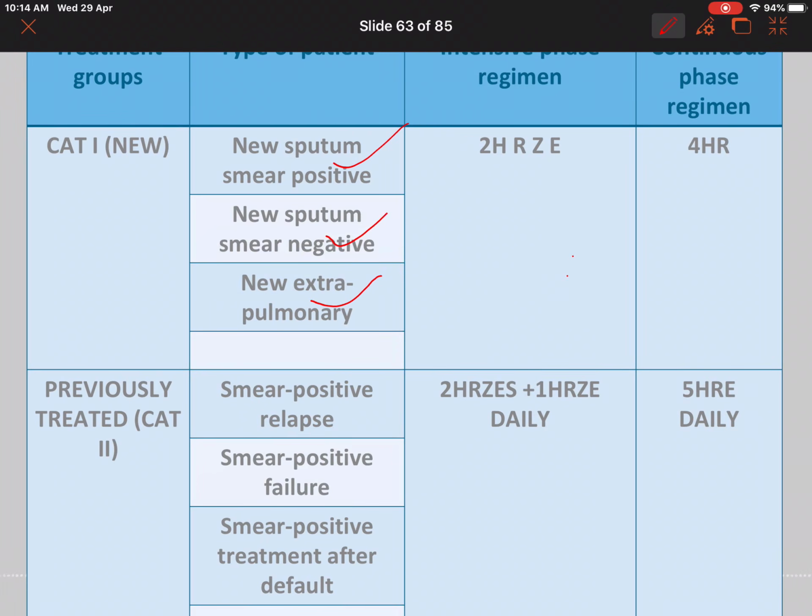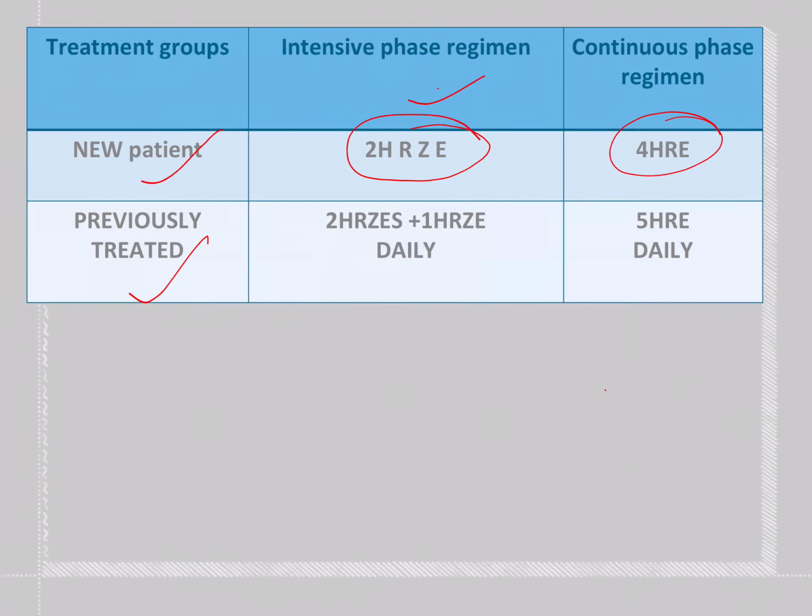So we give an intensive phase along with a continuation phase, totally 6 months. In the first 2 months we give him 4 drugs. In the next 4 months we give him 3 drugs, HRE. This is for a new patient who is drug sensitive.